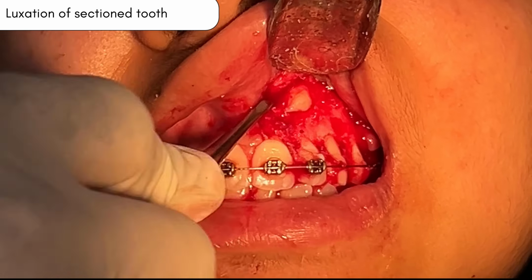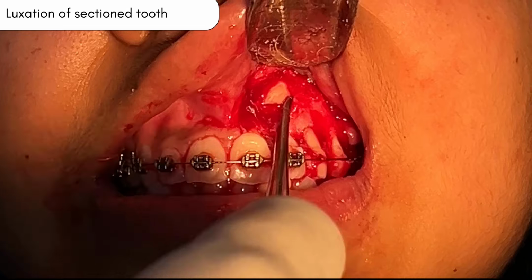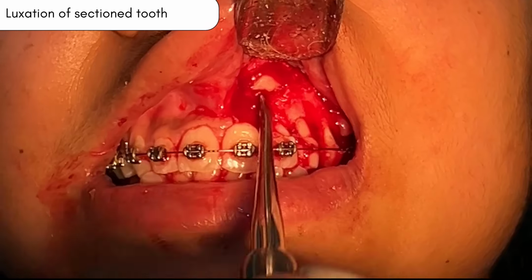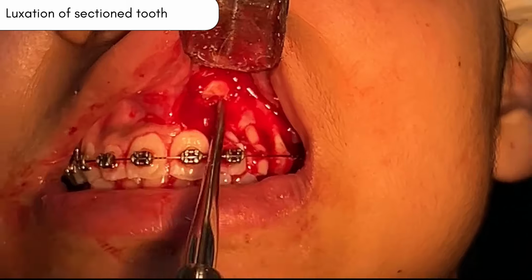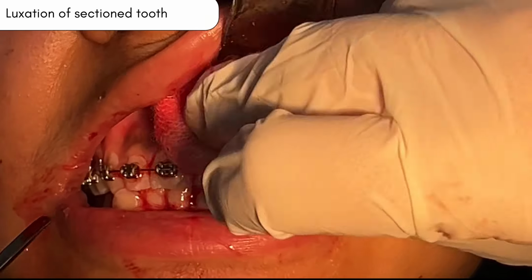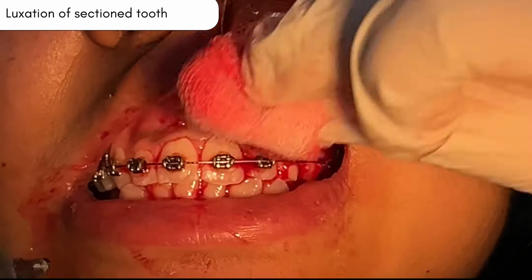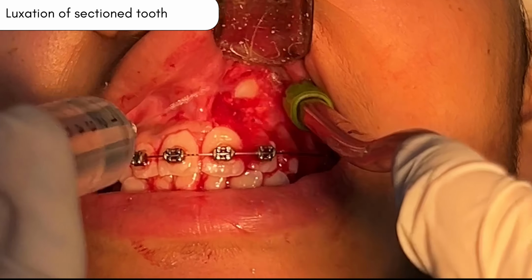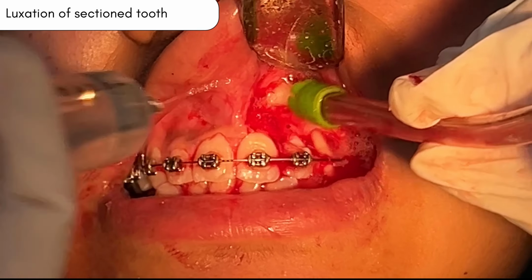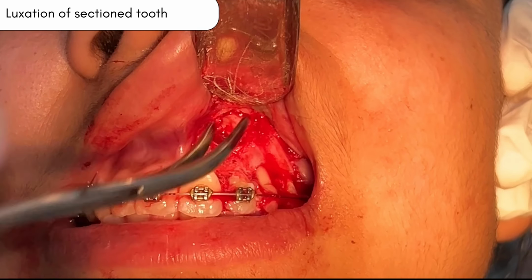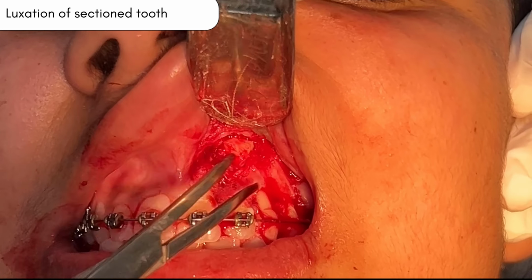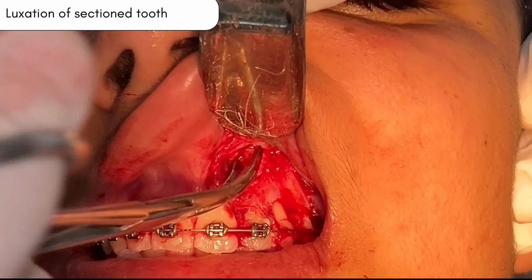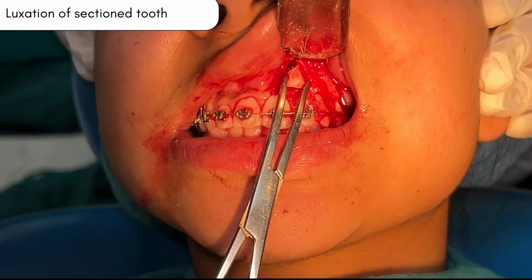So here you can see that we are using Warwick James elevator. It is a dental instrument used for luxation of teeth and root fragments. Luxation involves applying specific mechanical forces to sever the PDL and expand the alveolar bone, loosening the tooth before forceps are used. So this process is basically coupled with enlargement of the bony cavity. Here you can see that the first one of the fragments of the tooth has been removed.